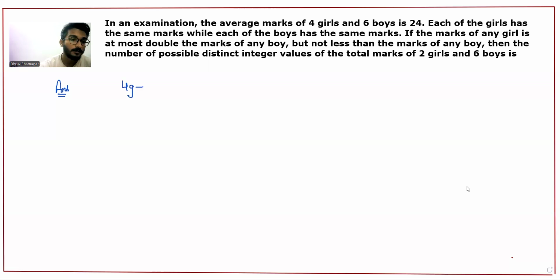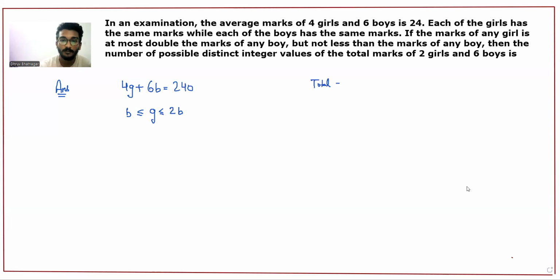4 girls, all the girls have equal marks and boys have equal marks. So these are the marks of girls and boys respectively, and the total equals 240 because the average is 24 and there are 10 candidates. So the total sum is 240. Now it is given to us that a girl can score at most twice the marks of a boy, but not less than the marks of a boy. So this inequality holds here.